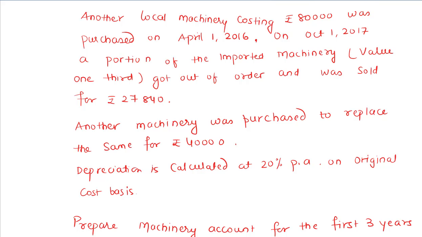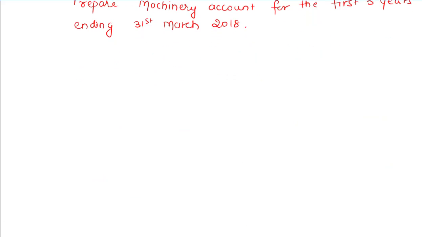On 1st October 2017, a portion of the imported machinery, the value is one third, got out of order and was sold for 27,840. Okay, so we'll begin with the machinery account now. Just make the machinery account.